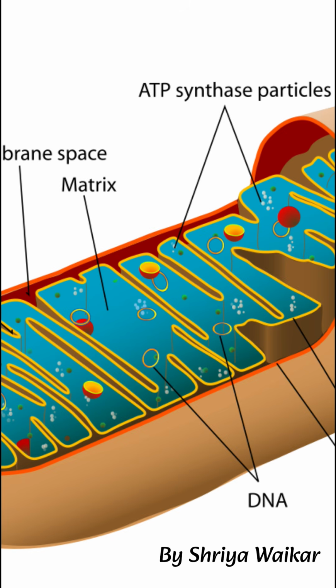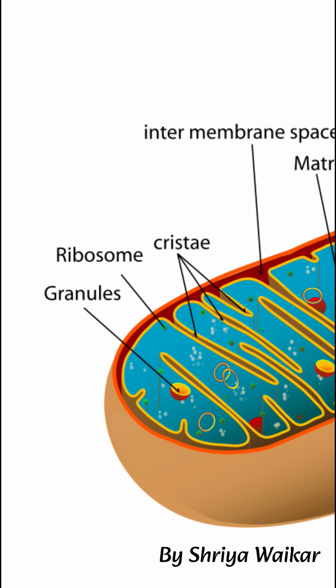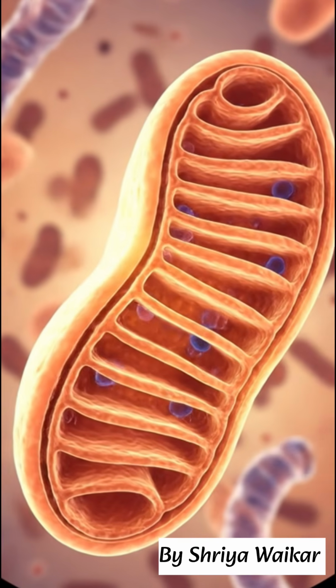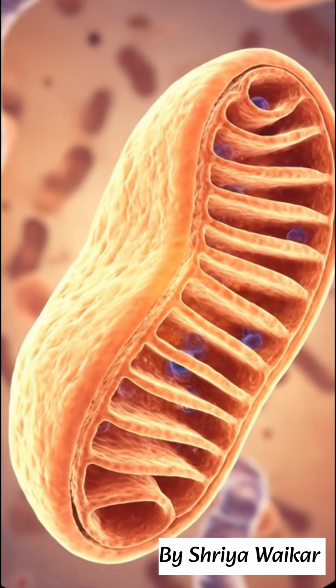The matrix also possesses a single circular DNA molecule and a few RNA molecules, ribosomes that are 70S, and the components required for the synthesis of protein, and the mitochondria divide by fission.